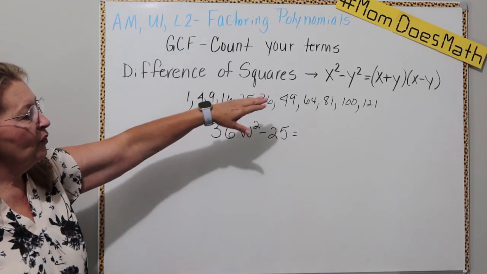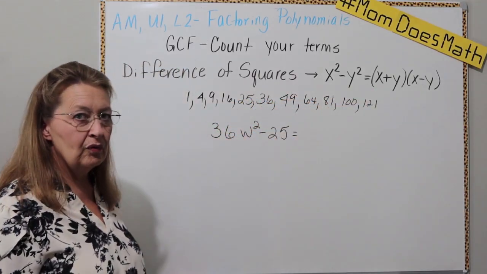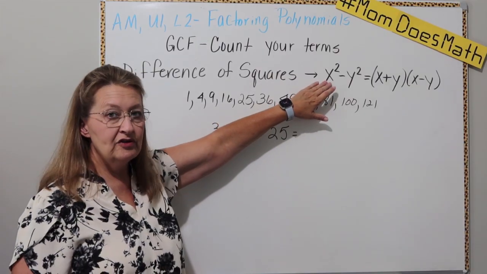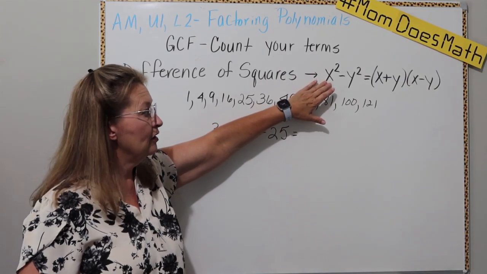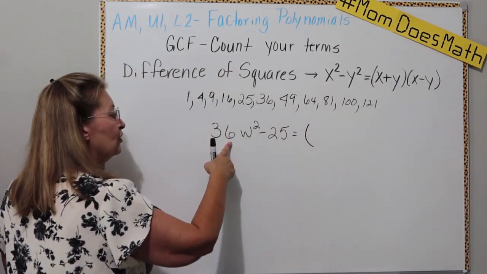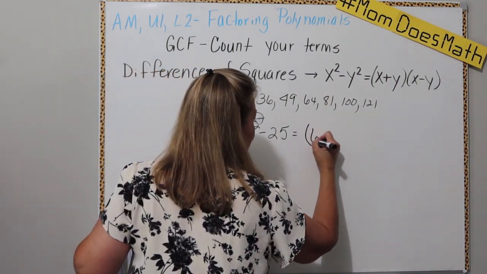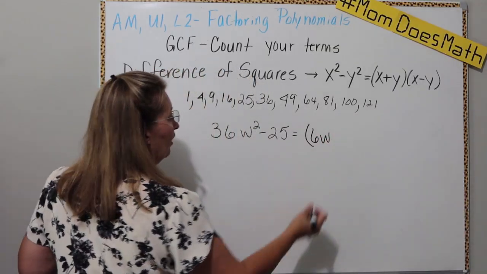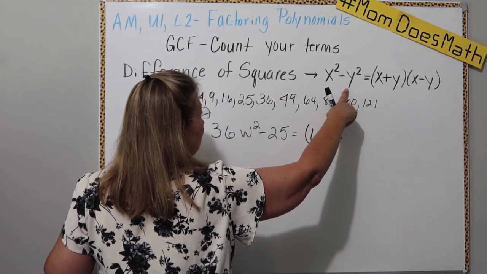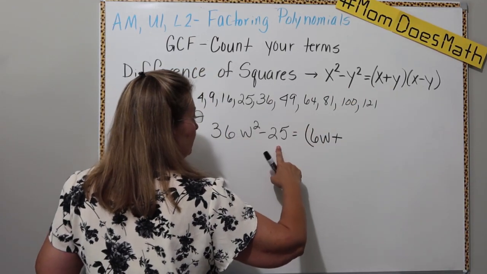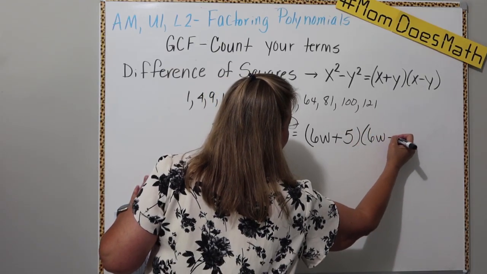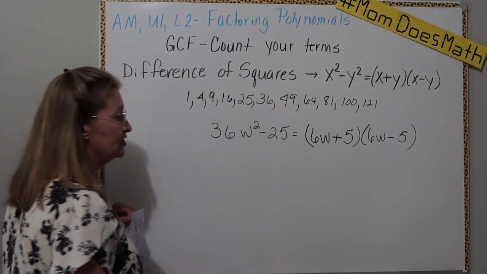Now what we're going to do is we're going to apply this rule. 36w squared compares to x squared. That's the first perfect square. So in my answer, my x is going to be the square root of that, which is 6w. Alright, then I'm going to have plus, this y represents the square root of this. So what's the square root of 25? 5. Your other factor has the same numbers, just like that.